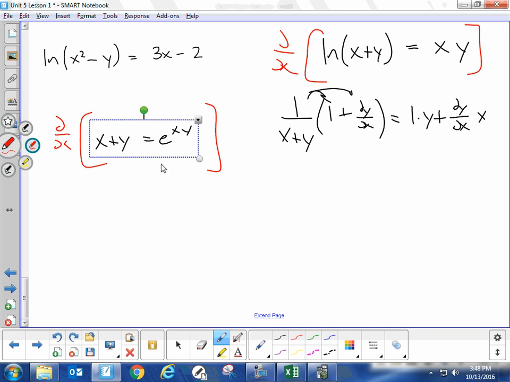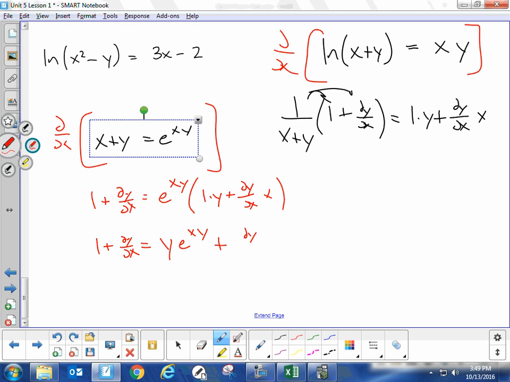I don't have to distribute and have dy dx's on both sides. I'll just have 1 plus dy dx is equal to e to the xy times 1y plus dy dx x. I do have to distribute the e to the xy, but maybe it's a little bit nicer. It's just an option for you to do. You may see this in your book done.